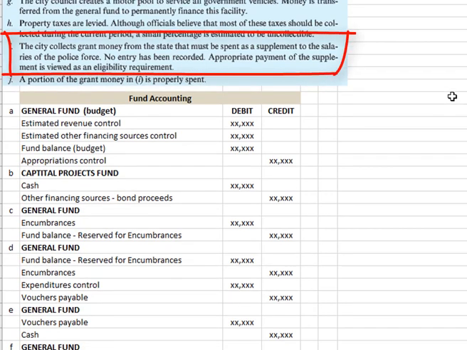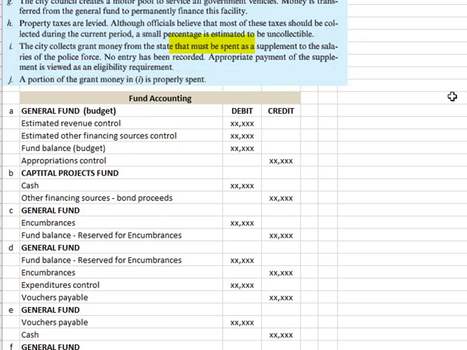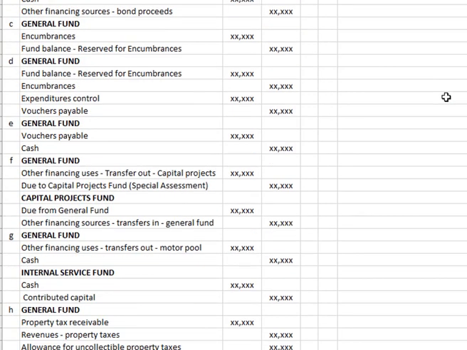The city collects grant money from the state that must be spent as a supplement. Okay, must be spent as. Restricted, right? You can't just do anything you want with it. So that goes in a special fund, right? That goes into special revenue fund, revenue that can't be spent on just anything. Let's set that up.